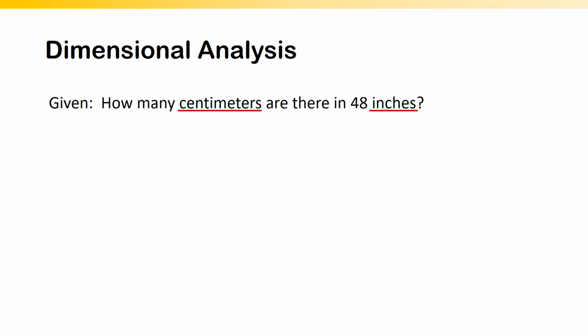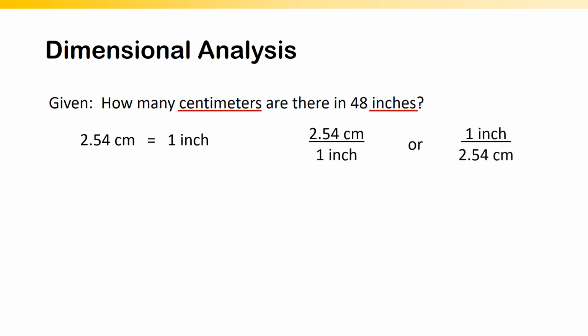Second, we need to determine the relationship between the units we're given and the desired units of our answer. Is there a relationship between inches and centimeters? Why, yes, there is. And that relationship is this. 2.54 centimeters equals 1 inch. And from this, we're going to get two different conversion factors. There they are. However, are we going to choose the right one?